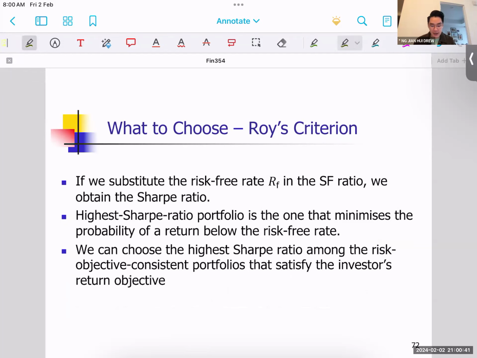This is a small comment again that we talked about. If we substitute the risk-free rate for RL, it's basically a Sharpe ratio. So it's the same concept, right? It's a risk and reward ratio, but we just substitute the risk-free rate with RL to give you Roy's safety first ratio.